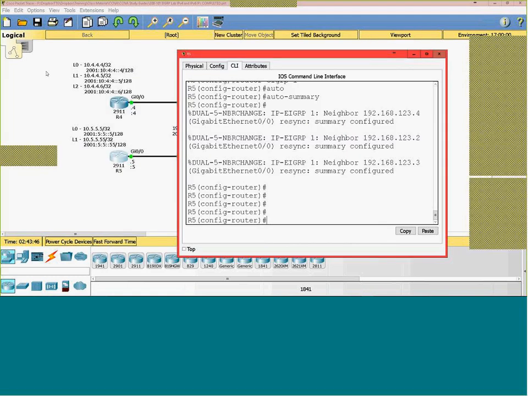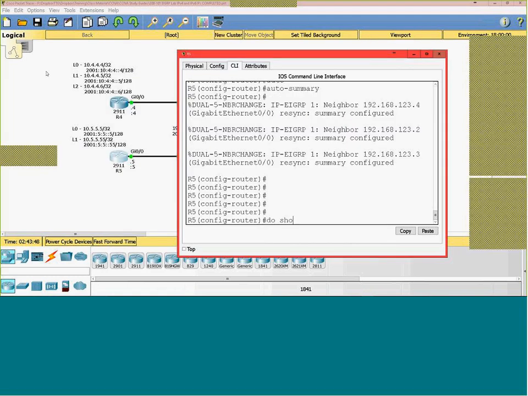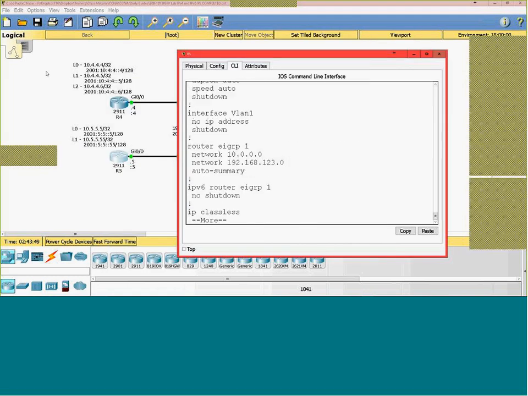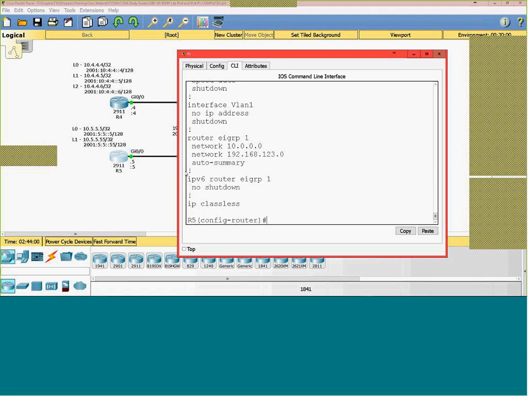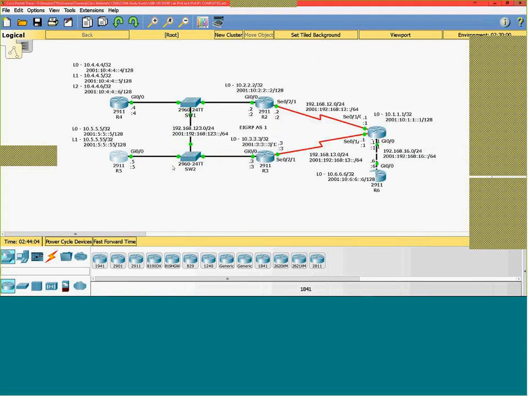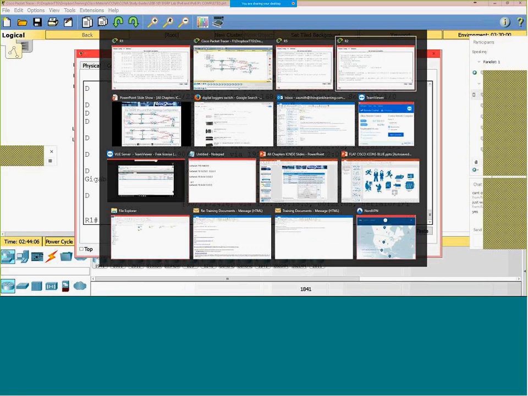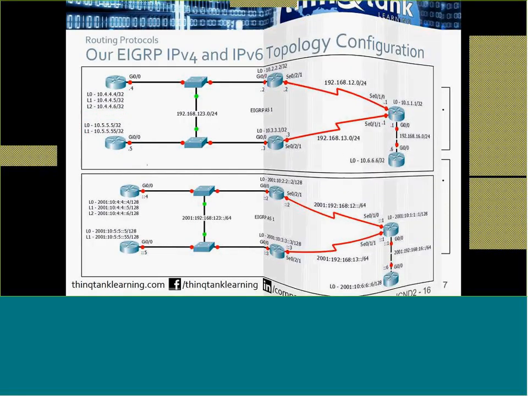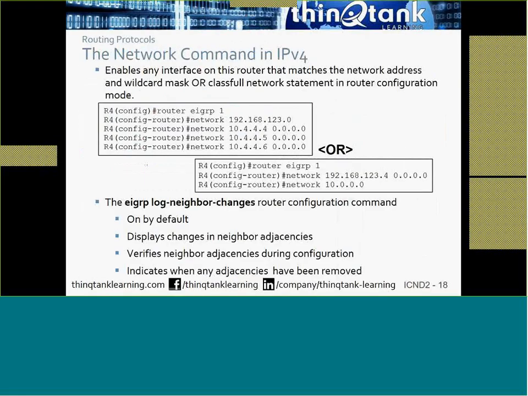So make sure that you do not have, let me show you what it looks like under the router configuration. Make sure you do not have this auto summary command turned on because you're going to get routing issues. All right, so I'm going to turn that off, no auto summary. And it is off by default in EIGRP in the newer versions of IOS.